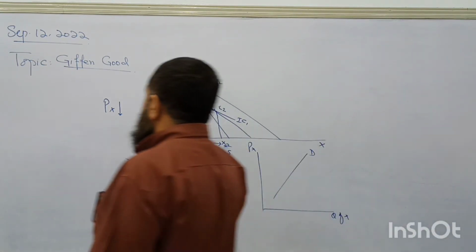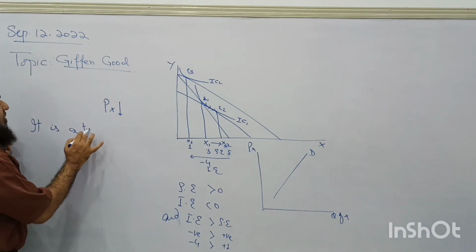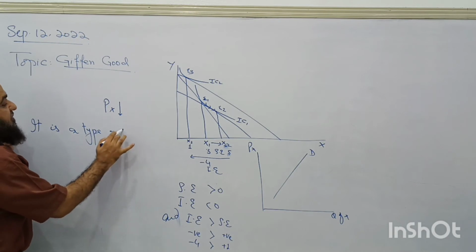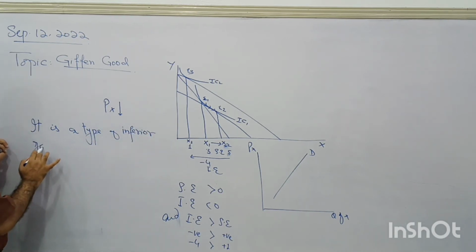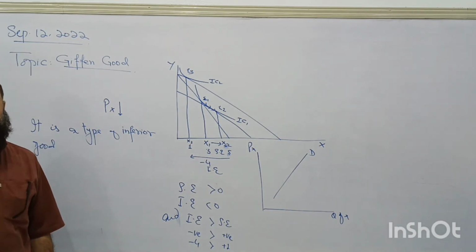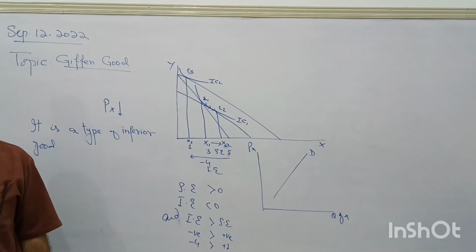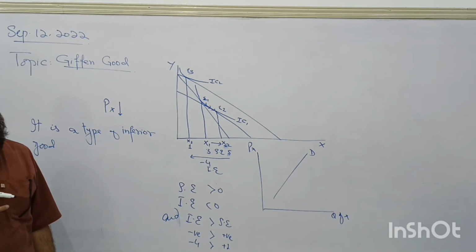Giffen good, it is a type of inferior good. Some people say it is also an inferior good. Don't write that it is a type of inferior good, but you can say it is an inferior good. And we will also be doing, if the good is not Giffen and it is still inferior, what will be the diagrammatic analysis? We will do it later.